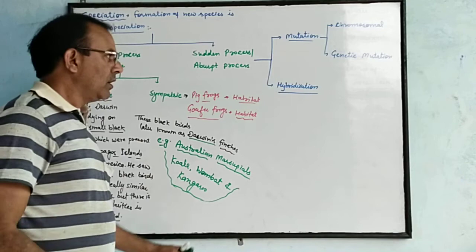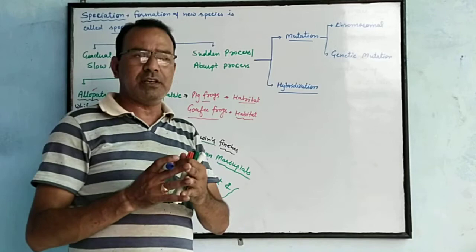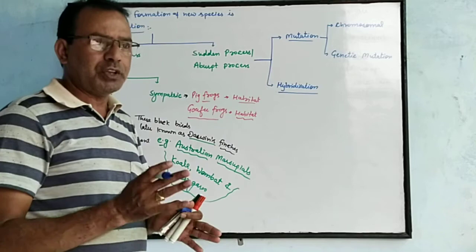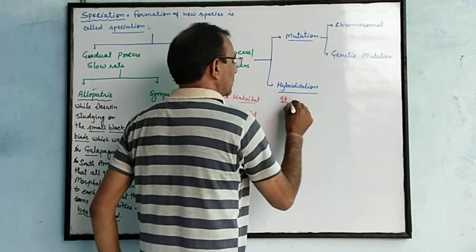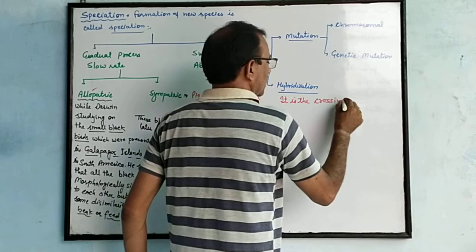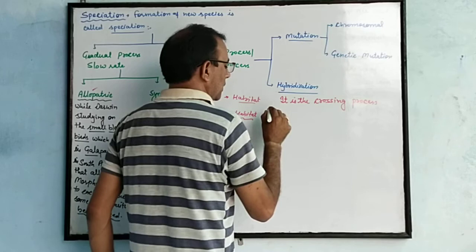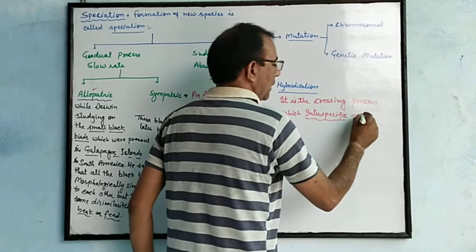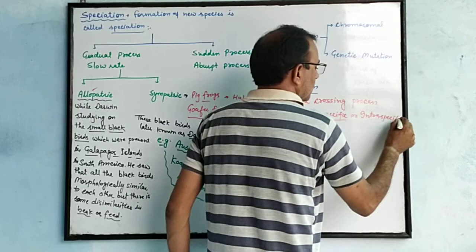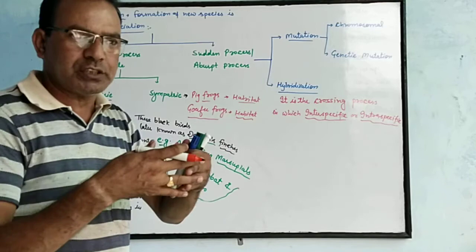Hybridization is the crossing process in which two organisms of the same species or different species are crossed, so that the new offspring produced is called a hybrid, and the process is known as hybridization. Interspecific and intraspecific crossing can take place, and the offspring produced is known as a hybrid.